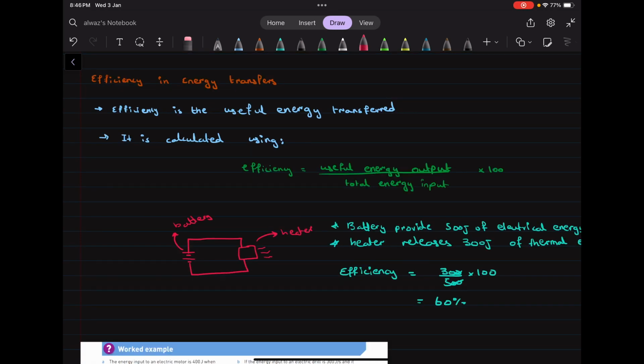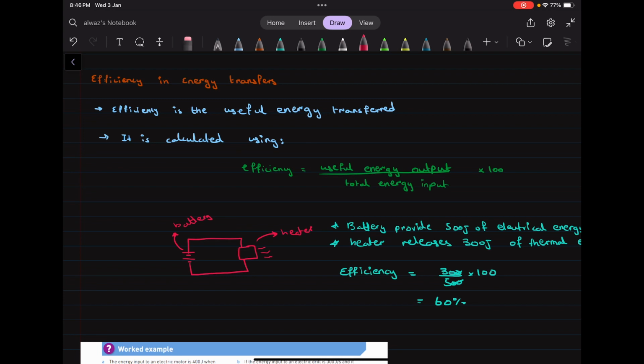Okay, so the next thing we're going to talk about is the efficiency in energy transfers. What this means is that in real world scenarios, when we're converting energy from one form to another, the energy isn't always converted exactly into that form. Some of the energy is lost in the process.